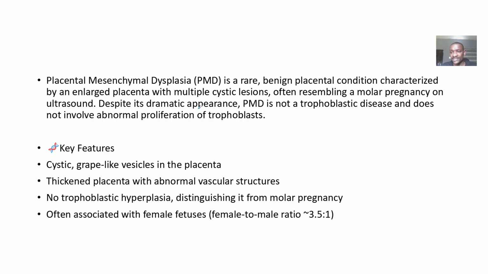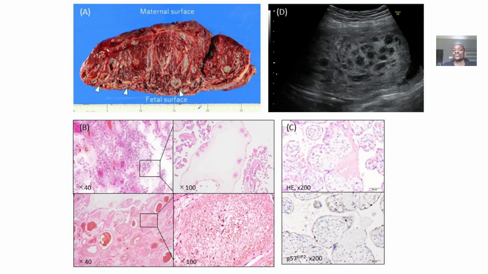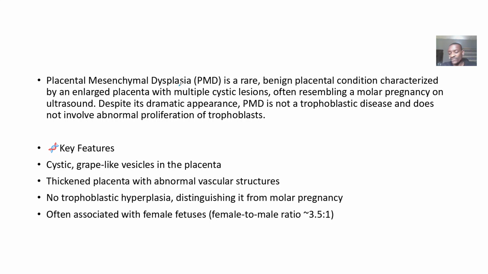So this one is kind of different. So what are the features? What could I actually use to differentiate this from other possible complications that could come up? From this image, you could see a lot of cysts. Cysts are all those round openings. So cystic, grape-like vesicles on the placenta, thickened placenta with abnormal vascular structures, no trophoblastic hyperplasia. So you can now separate this from trophoblastic disease. It's often associated with a female fetus, mostly affects what? Female babies. All right.